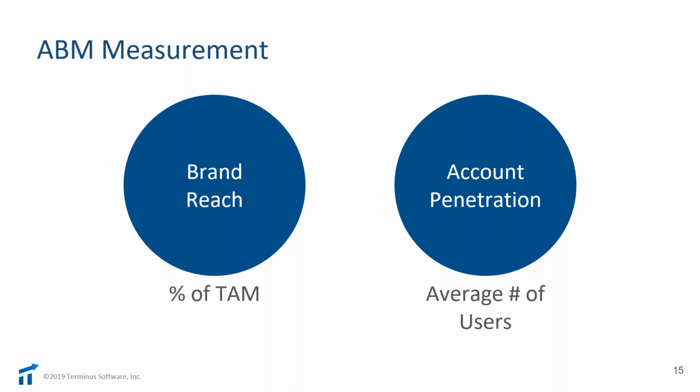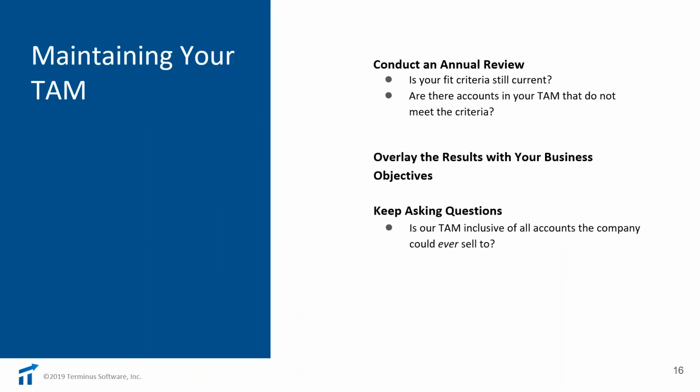It would be nearly impossible to calculate either of these metrics without a stable denominator, or a stable TAM. You wouldn't have that denominator for the brand reach, and you wouldn't have a stable number of accounts in order to figure out account penetration. So though your total addressable market should be relatively stable, as Rennie mentioned, I do recommend reviewing your TAM annually.